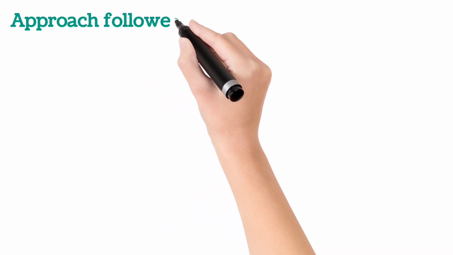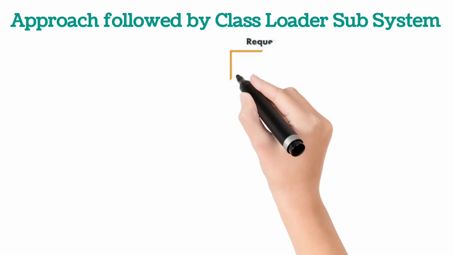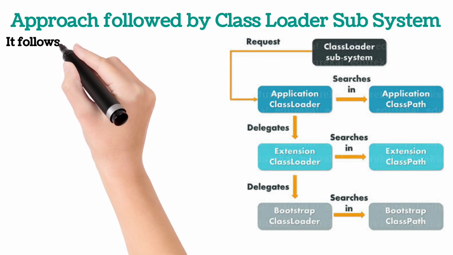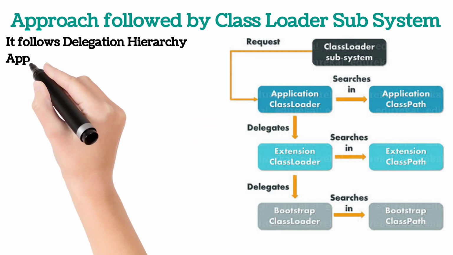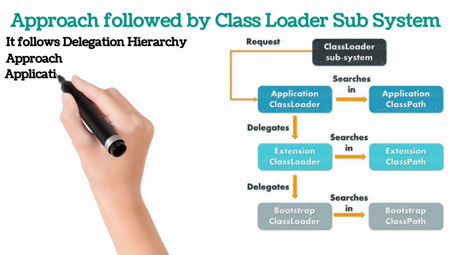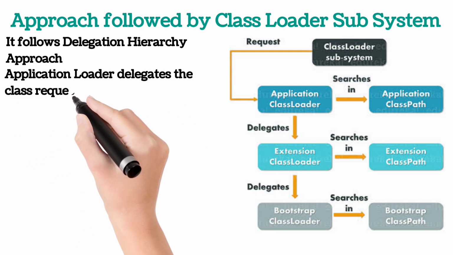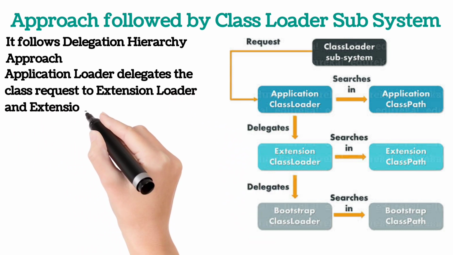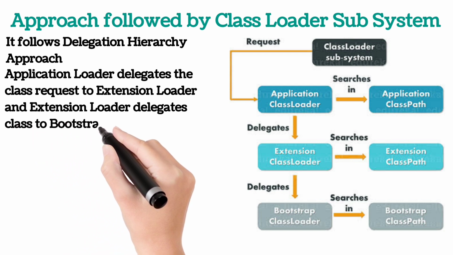Now we have to know what approach is followed by the class loader subsystem. Just focus on the diagram. I am going to explain it. The class loader subsystem follows the delegation hierarchy approach. In this diagram, the application loader delegates the class request to the extension loader, and the extension loader delegates the request to the bootstrap loader.